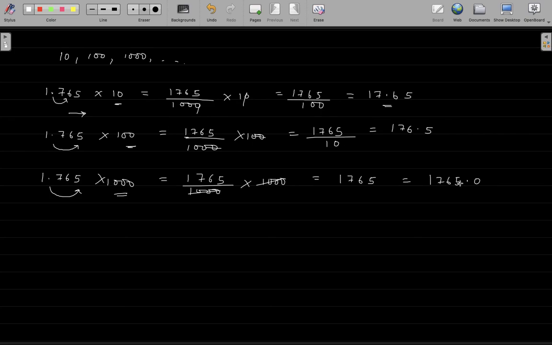It will leave the three positions and put a decimal point here, making it 1765.0. So whenever you are multiplying a decimal number with a 10, 100, 1000, etc., the decimal point is moving towards the right. How many positions will it move towards the right? It will move as many positions as the number of zeros you have here. The decimal point will move that many positions towards the right side.